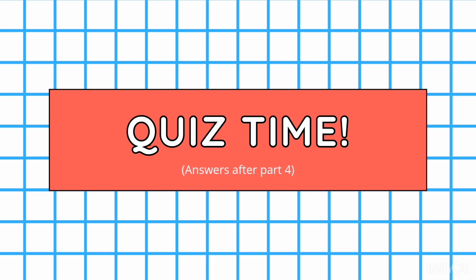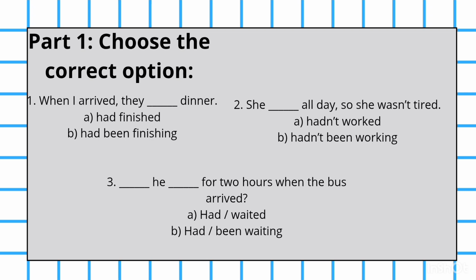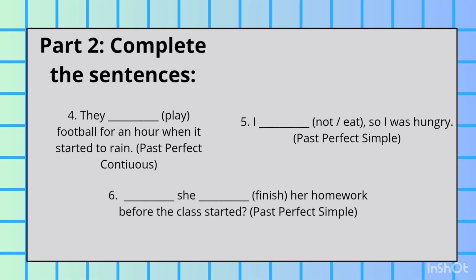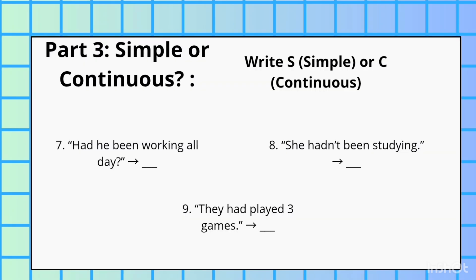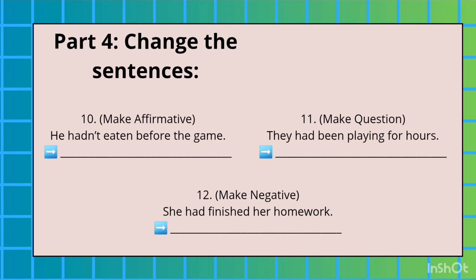Quiz time. Part 1. Choose the correct option. Part 2. Complete the sentences. Part 3. Simple or continuous. Part 4. Change the sentences.